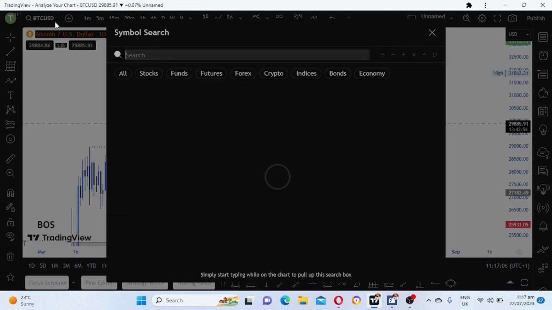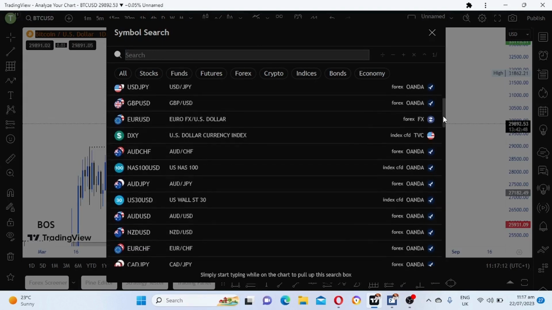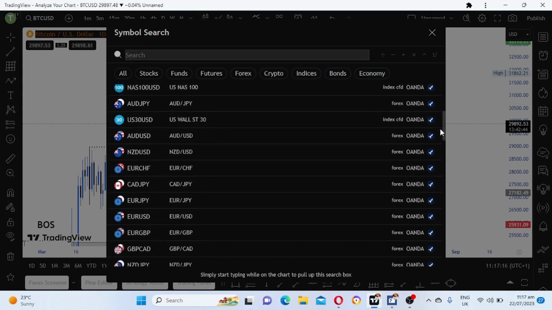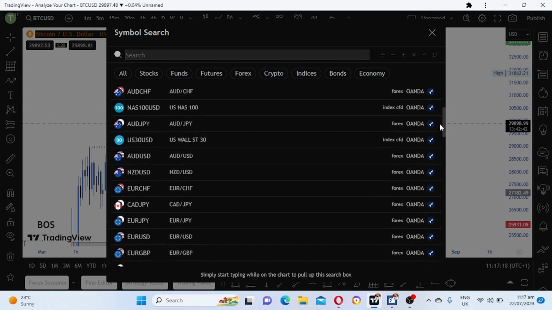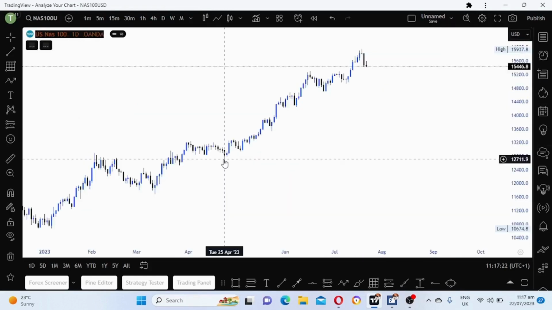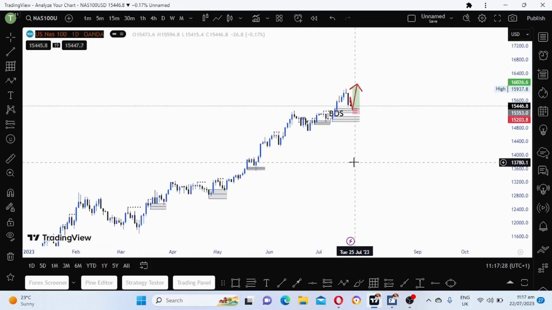So now let's look at what else? Okay, let's look at the NAS. Let's look at NAS. NAS is bullish, as you can see. We are bullish on NAS.